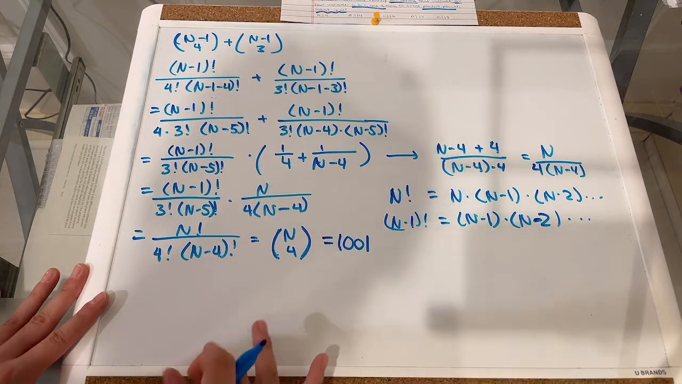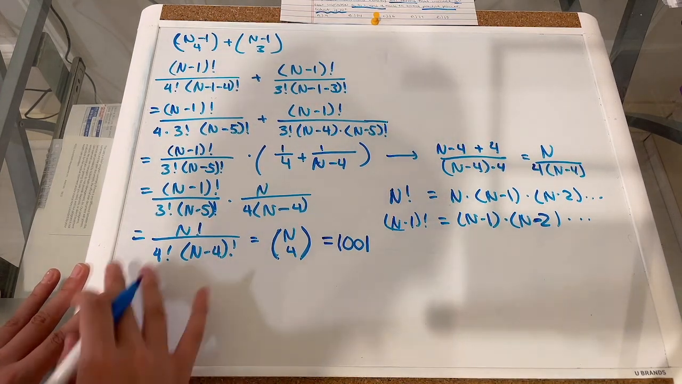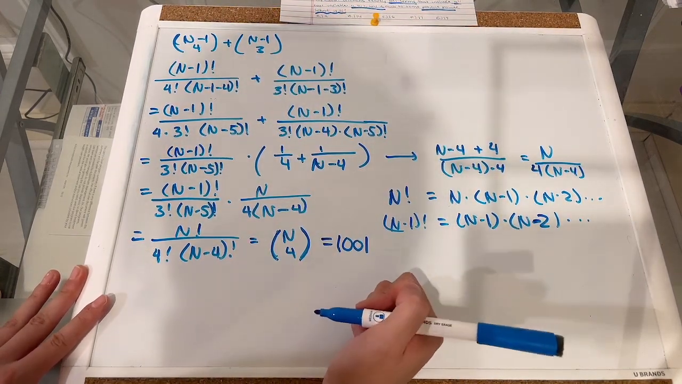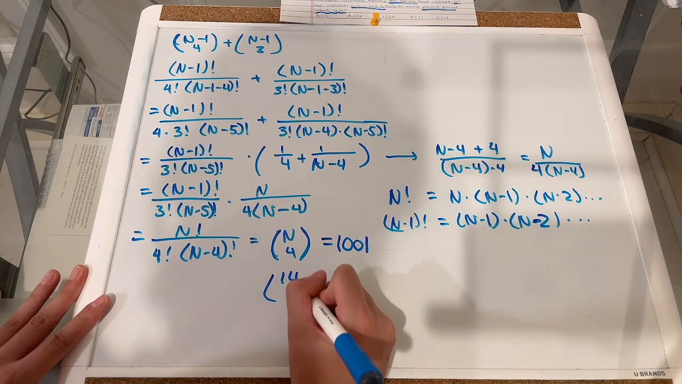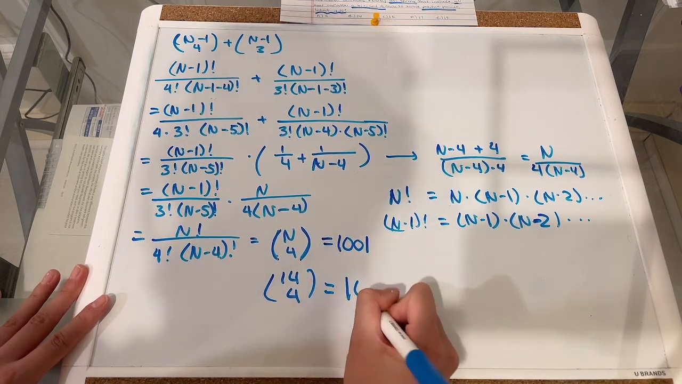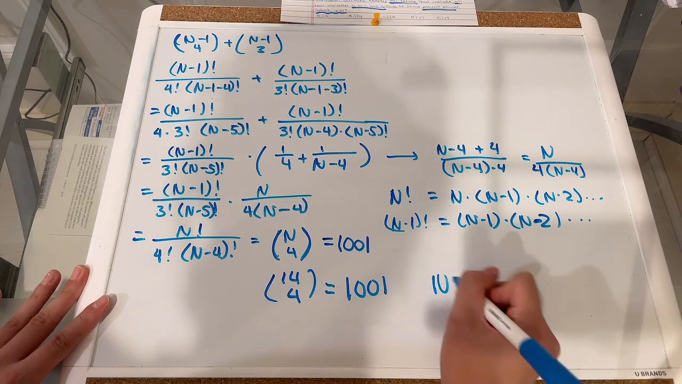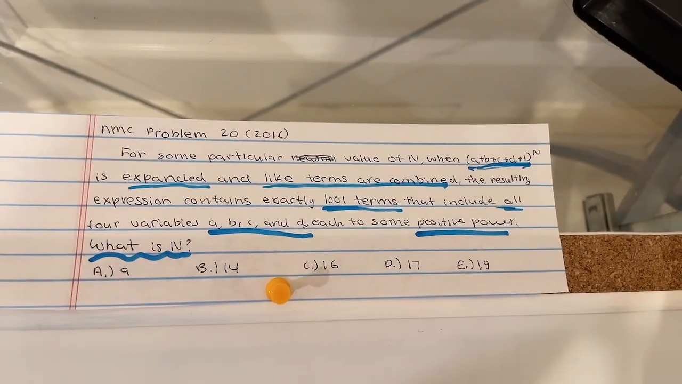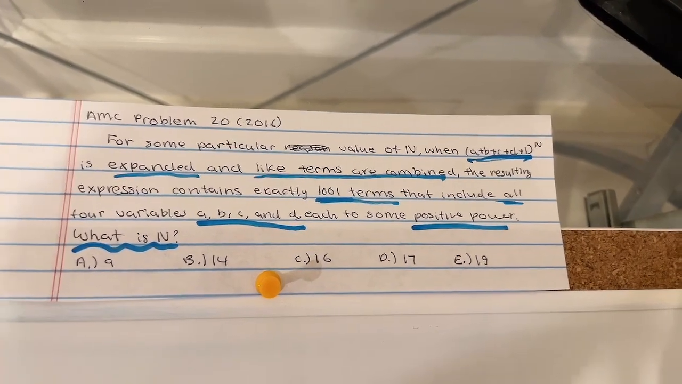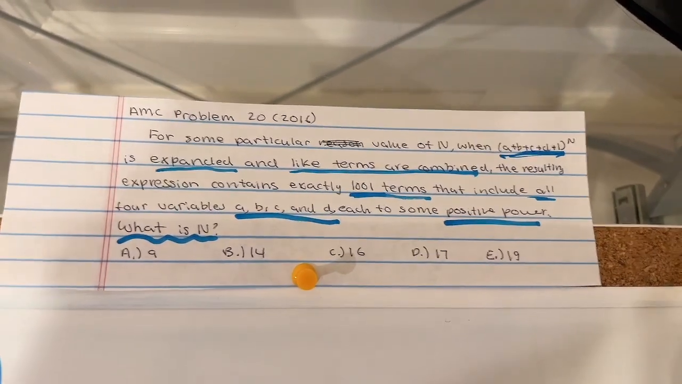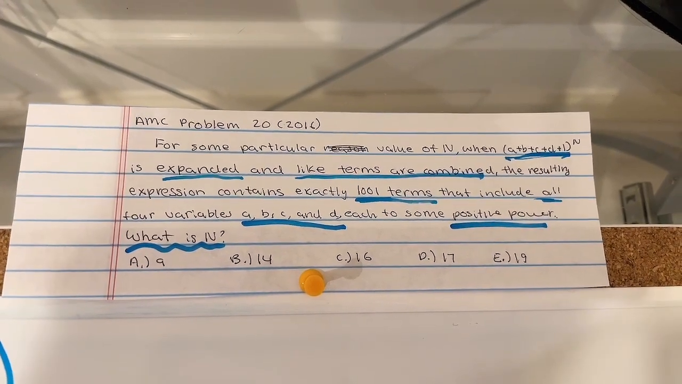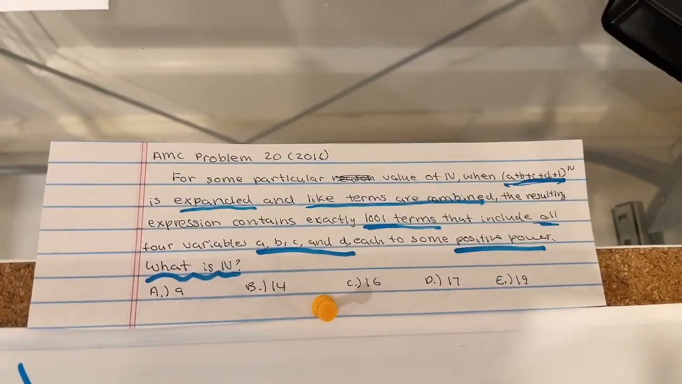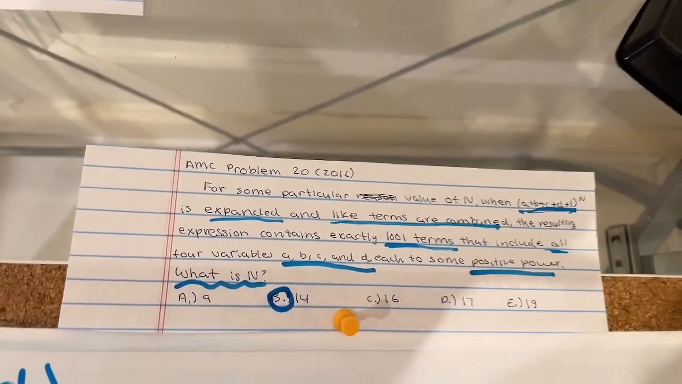This would be pretty hard to solve if we put in the variable and simplify all of this. So we're just going to plug in the values. And when we plug in the values, we find that 14 choose 4 is equal to 1001. So n would equal 14. And that's your answer. Remember that AMC is multiple choice, and when it comes down to your very last step where you can just plug in the answer choices to find your answer, make sure to try that first. So looking at the answers, we can tell that the answer would be B, 14.